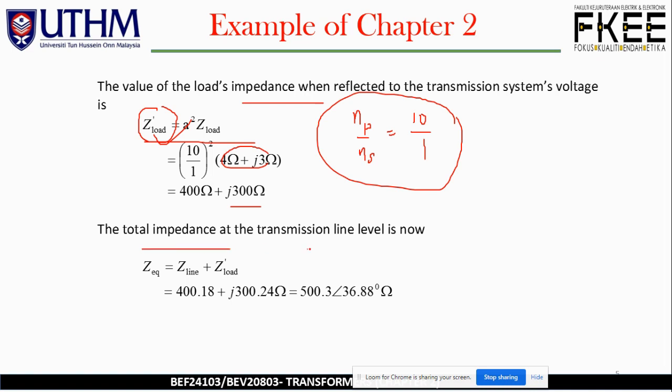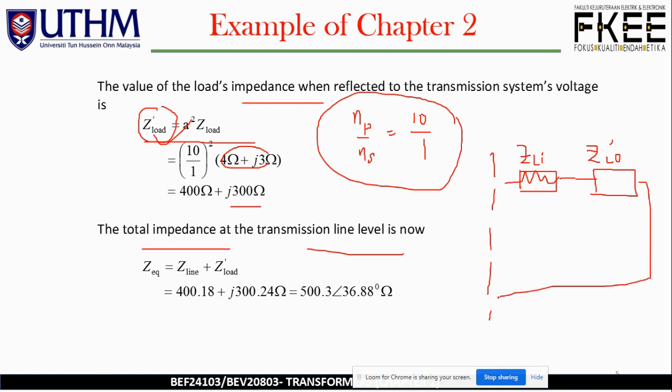The total impedance at the transmission line level is now Z EQ. So we have the new Z line. Let's focus on the transmission line. I have the dotted line over here, and this is Z line. Let me draw it as a box. Then we have the new Z coming in, crossing over transformer 2, which we call Z load prime. This line plus this line gives us a new Z, namely Z EQ. So the total impedance at the transmission line level is Z EQ equal to Z line plus Z prime load.